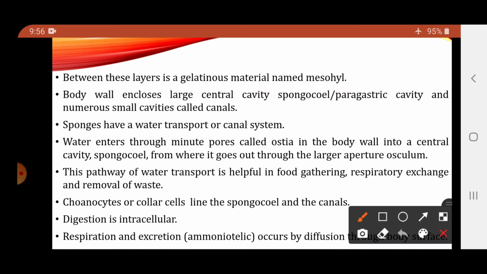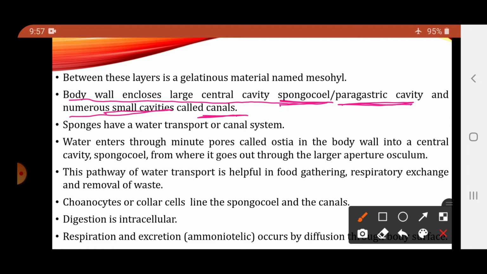Now, the body wall encloses a large central cavity which is called the spongocoel, or also called the paragastric cavity, and numerous small cavities which are called the canals. So, the body wall is the outer part of the animal.